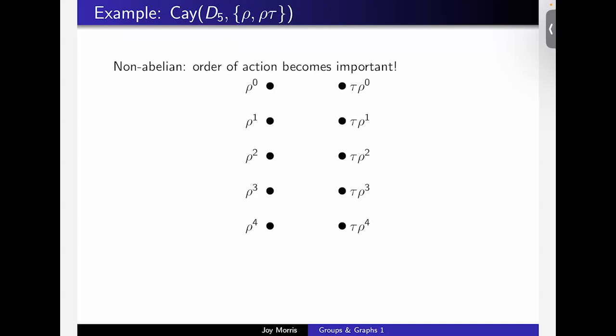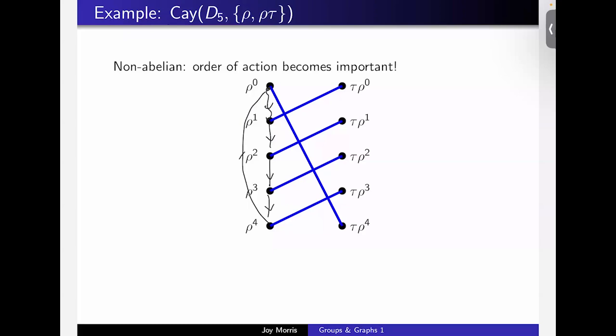So when I write out all of the elements of our group to create my vertices, I can create edges that come from rho tau. Rho tau is an element of order 2, so its inverse is rho tau, which is then in the connection set. So that gives me these edges in the graph. And then also I get some arcs in the graph from the element rho, and the arcs go from rho to the 0 to rho to the 1 to rho squared to rho cubed to rho to the 4th, back to rho to the 0.